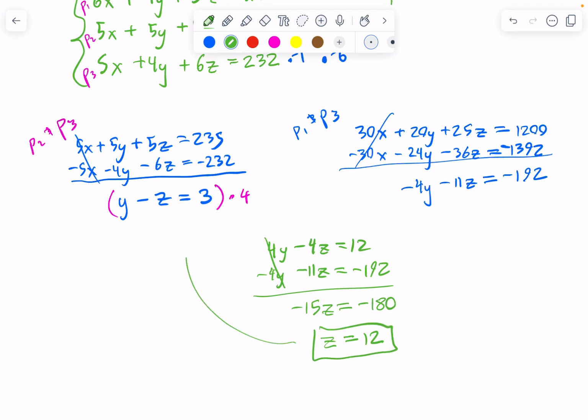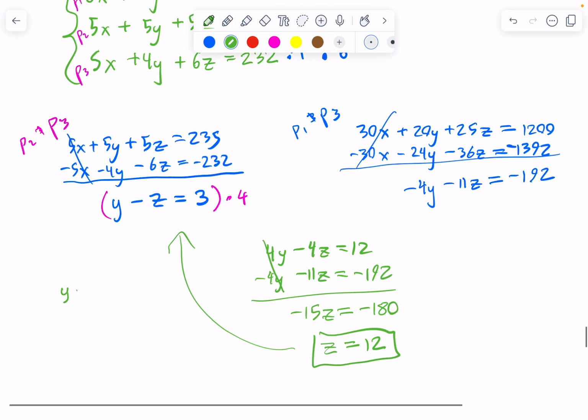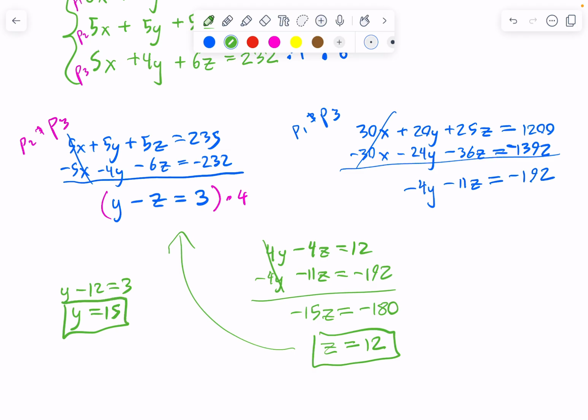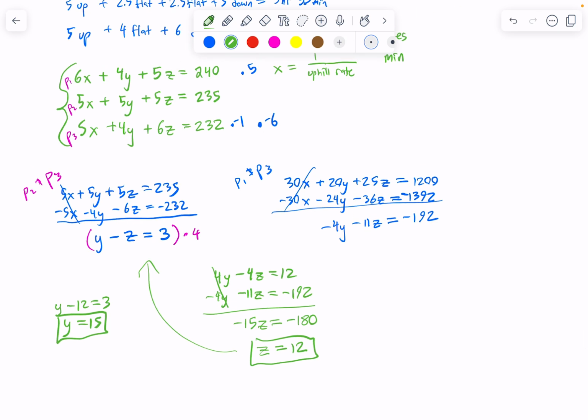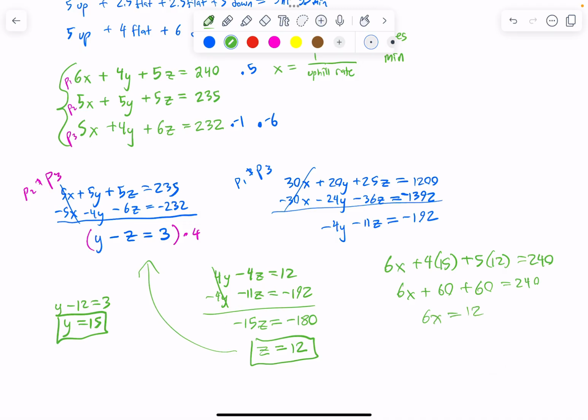Let's plug that back into the easiest one, and we get y minus 12 equals 3. So y is 15. Okay, and then over on the other side, we have to plug into some equation. I'm just going to do the first one arbitrarily. So 6x plus 4 times 15 plus 5 times 12 equals 240. So we get 6x plus 60 plus 60 equals 240. So 6x equals 120. So x equals 20.